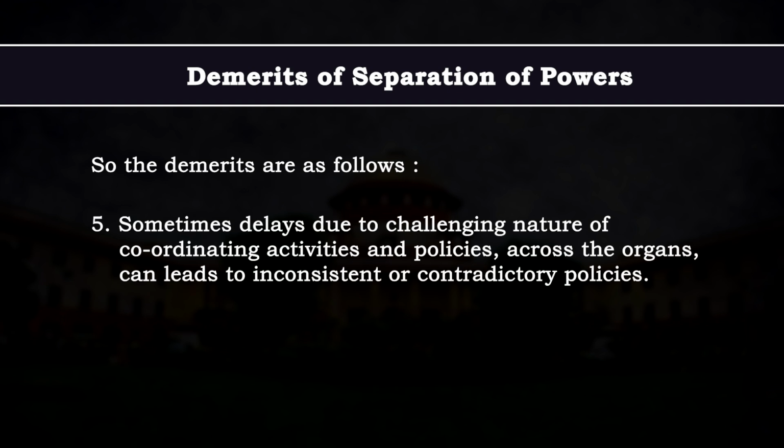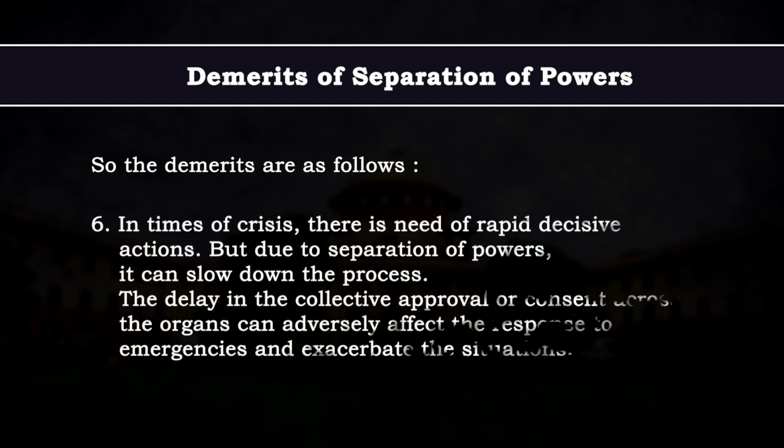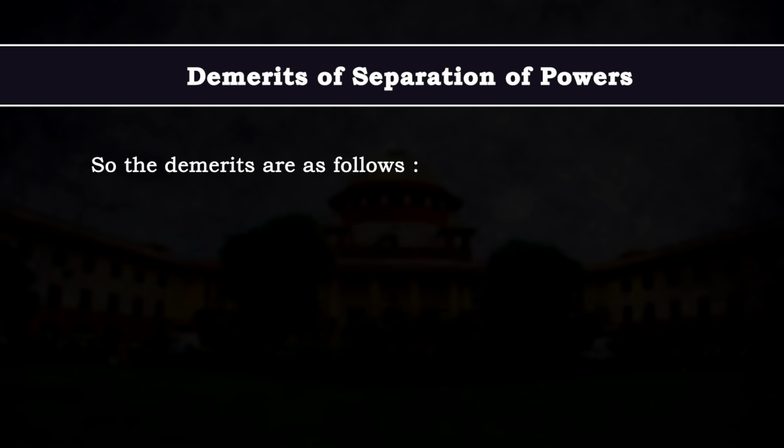Another demerit, sometimes delays due to the challenging nature of coordinating activities and policies across the organs can lead to inconsistent or contradictory policies. Another disadvantage, in the time of crisis, there is a need of rapid decisive actions, but due to separation of powers, it can slow down the process. The delay in the collective approval or consent across the organs can adversely affect the response to emergencies and can exacerbate the situations.